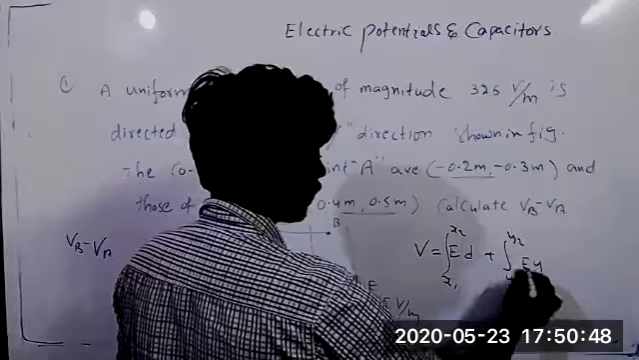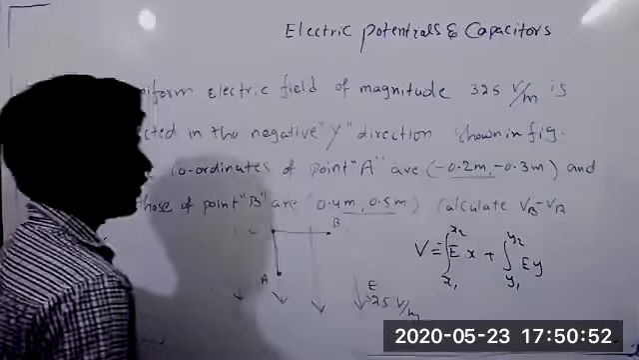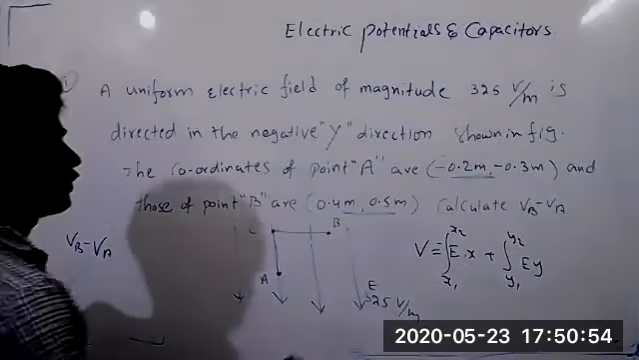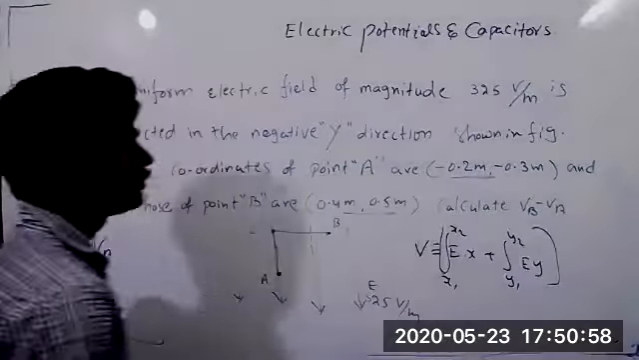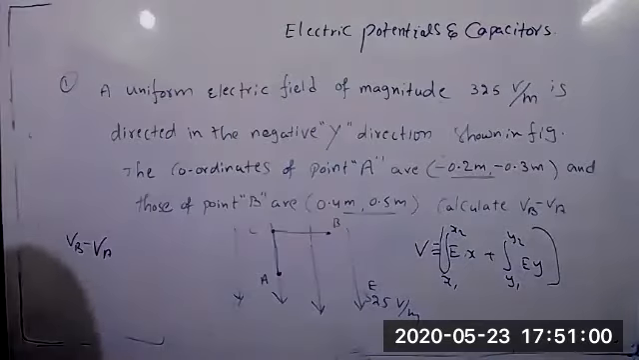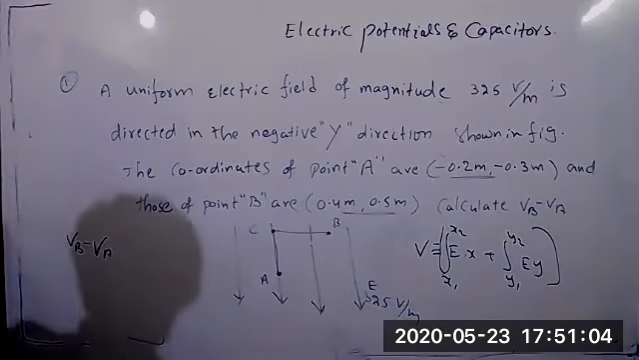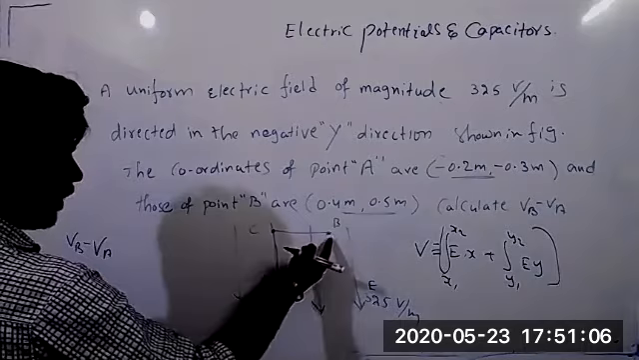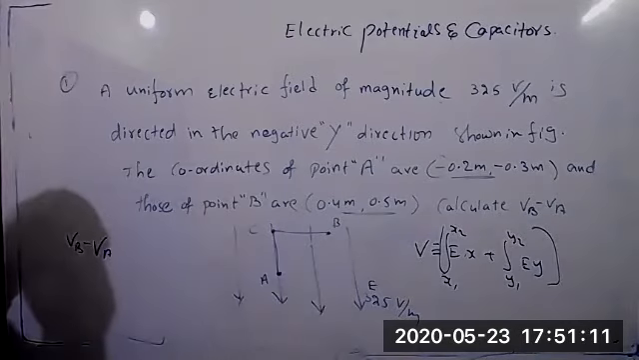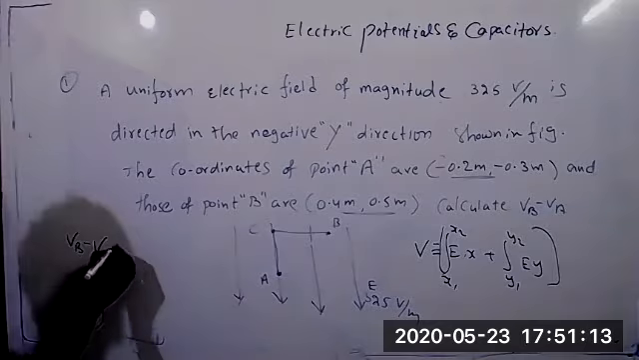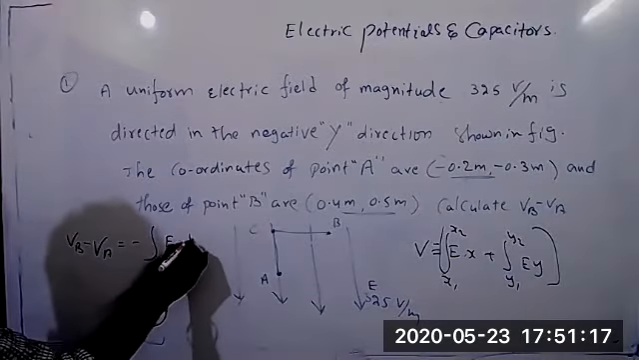Sir, shouldn't it be minus because they asked negative? Yeah, it will be minus. Actually minus. Minus you have to keep it out. Just do this. And VB minus VA, actually potential difference. Look at this now, what will happen? Equal to minus integration E dot dr.